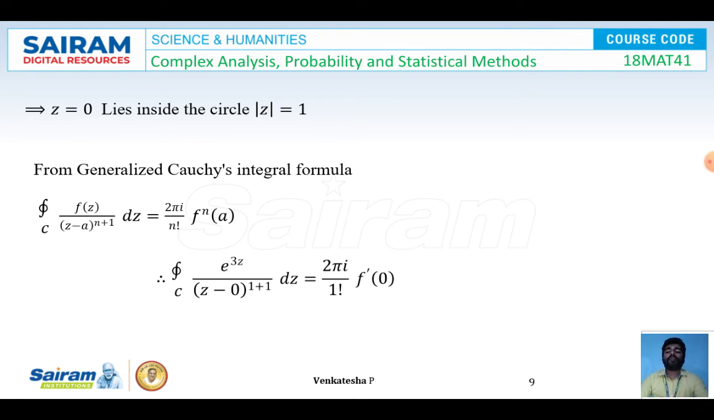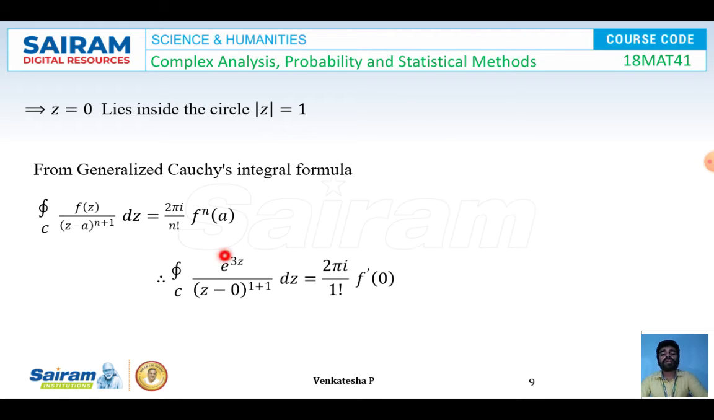Now from the general form of Cauchy's integral formula, we have the integral over C of f of z by (z minus a) whole power n plus 1 into dz is equal to 2 pi i by n factorial into f power n of a. So now it will become the integral over C of e power 3z by (z minus 0) whole power 1 plus 1 into dz, which is 2 pi i by 1 factorial into f dash of 0, by taking n is equal to 1. Now we need to find the value of f dash of 0.